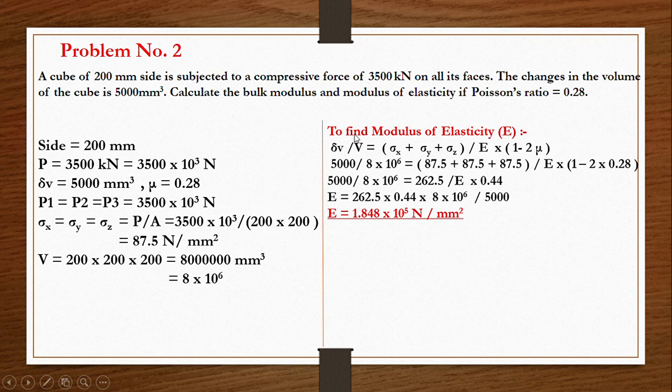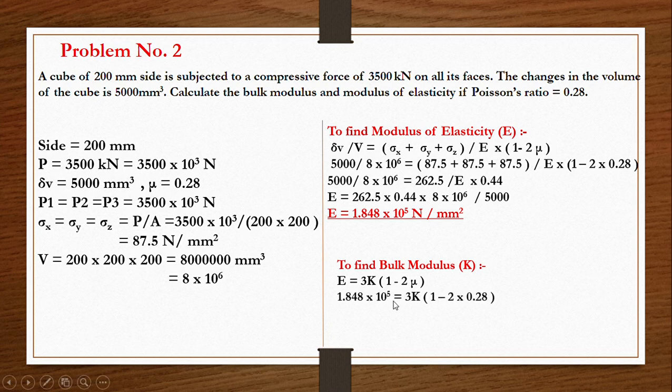Now we have to calculate the K. As we know the relation between E and K, that is E is equal to 3K into (1 minus 2 mu). Putting the values, we get the final answer for K as 1.4 into 10 raised to 5 Newton per mm square.